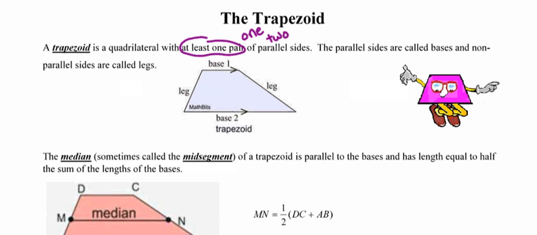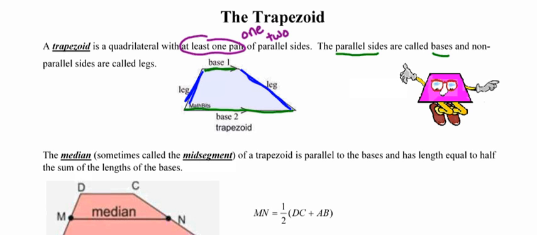A little bit of vocabulary that you need to be aware of: if only one pair of sides are parallel, then those parallel sides are called bases. So in this picture here, the bases happen to be the top and the bottom of our trapezoid. The non-parallel sides are called legs. So in this trapezoid, the legs are the left and right.